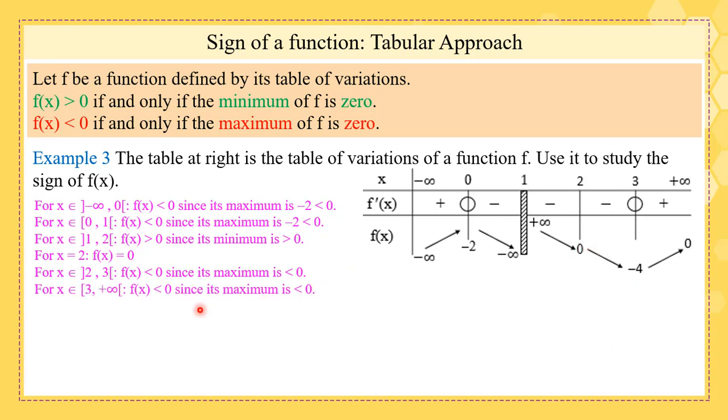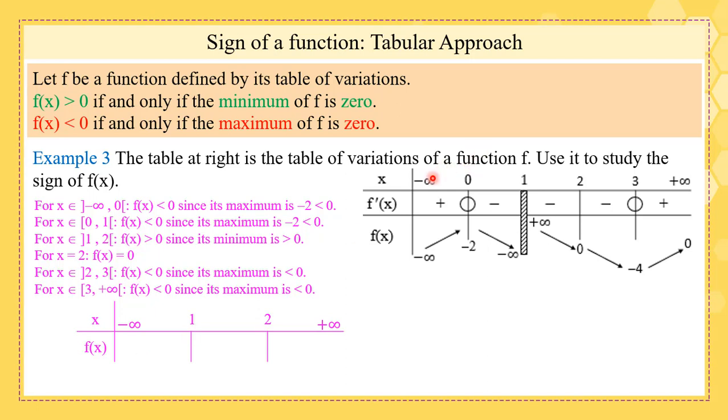And finally, on the interval 3, positive infinity, meaning here in this region, we see that f of x increases from negative 4 to 0. So its maximum in this case is less than 0, so it's negative. Now we can simplify this verbal discussion by a very nice table here.